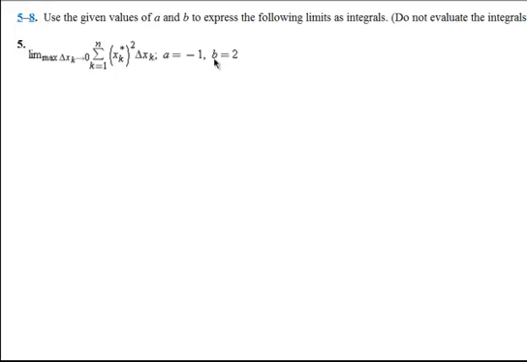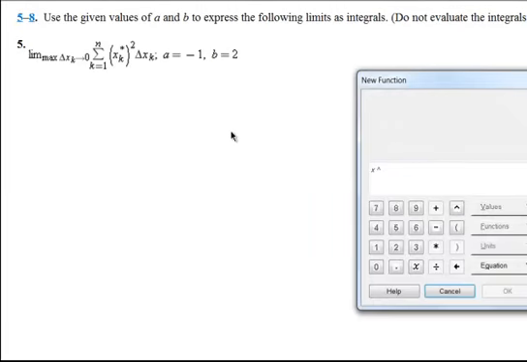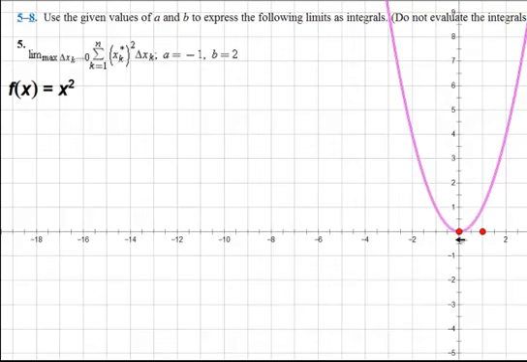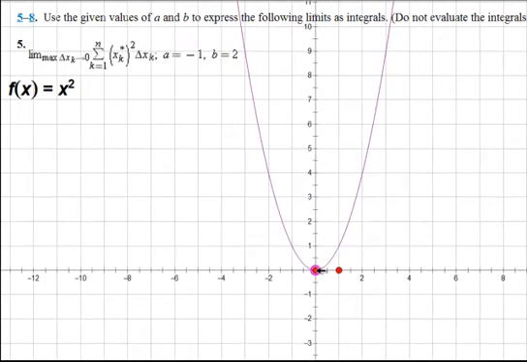So here we're going from -1 to 2. Notice that we're taking each x sub k and squaring it. So the function itself is x squared. So I'm going to graph that function, plot new function, x squared. We know what that looks like. It looks, see, like that. Hopefully you can see that.